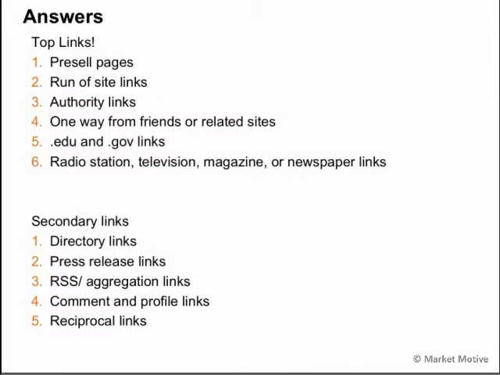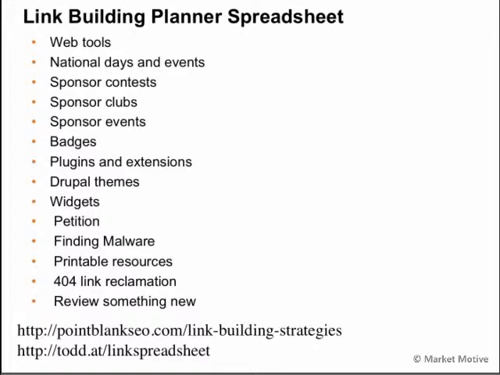So some of the top links would be pre-sale pages, run of site links, authority links, .edu and .gov. All of these are really, really good types of links. John at Point Blank SEO did a really, really nice link spreadsheet with ideas for link building planning. All kinds of just wonderful ideas that you could have a checklist for. Some of those were building web tools, celebrating national days and events in advance and writing articles about them, sponsoring contests, clubs, events, creating badges, plugins and extensions, widgets, reaching out to webmasters and saying, hey, you have some malware on your site. You can do all of these things with the creative queries that we'll talk about in a minute. You can find sites that may have malware on them by searching for common footprints.